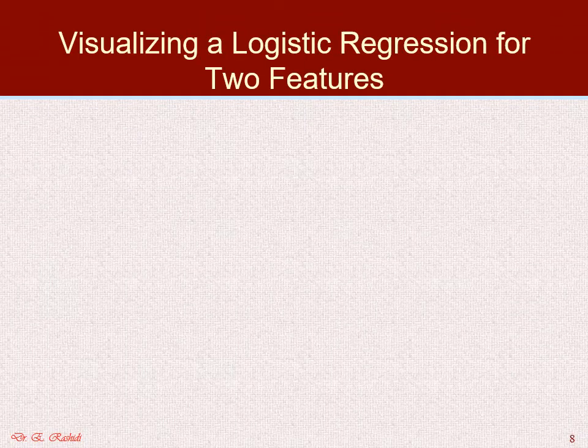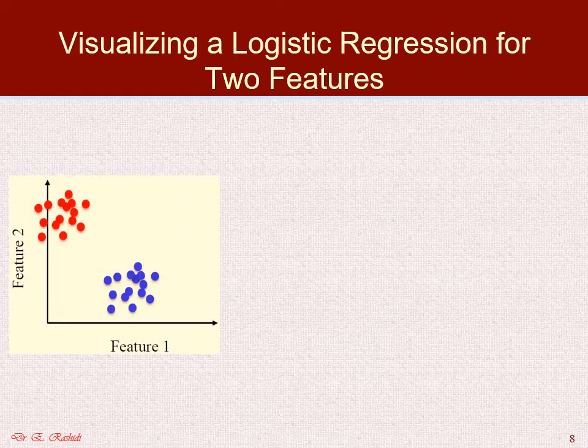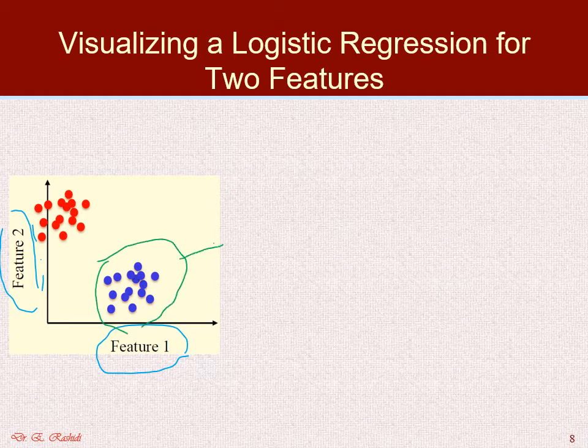Visualizing a logistic regression for two features. Suppose we have two features, feature 1 and feature 2, that you see here. So these are the independent variables. And we have actually two classes as well. We have class blue here, which we can show as class 1, for example. And we have class red, the other class, which I can classify as class 0.